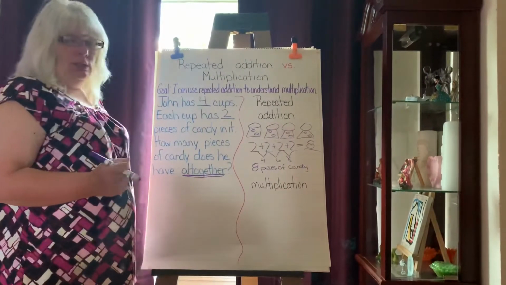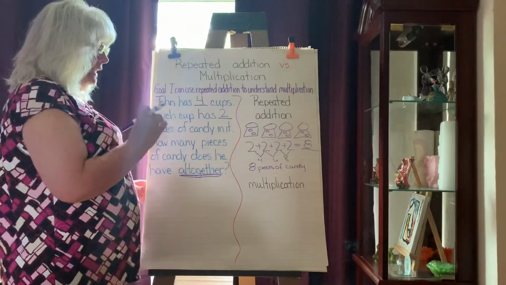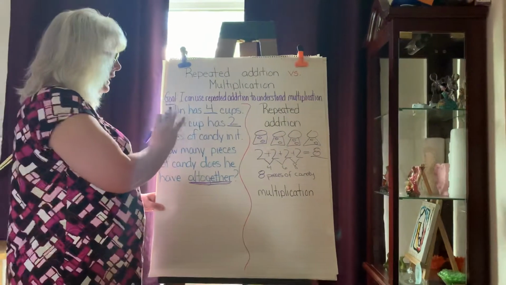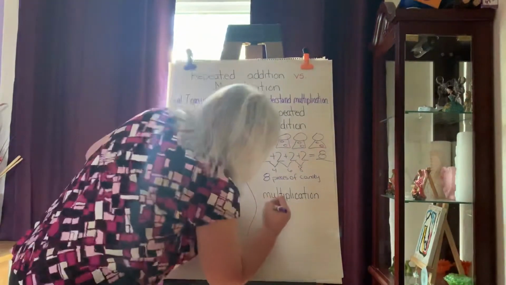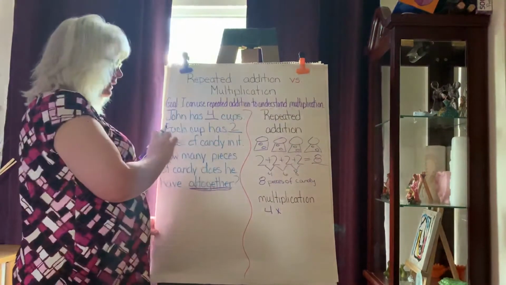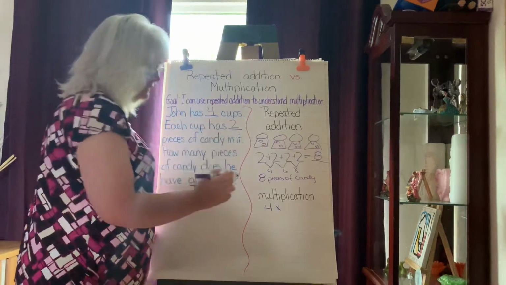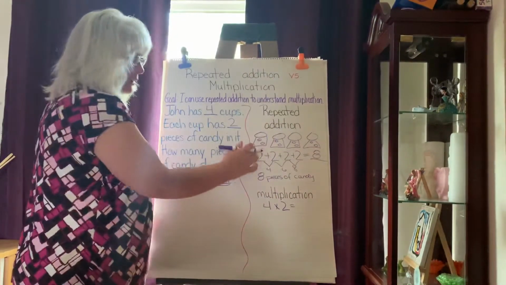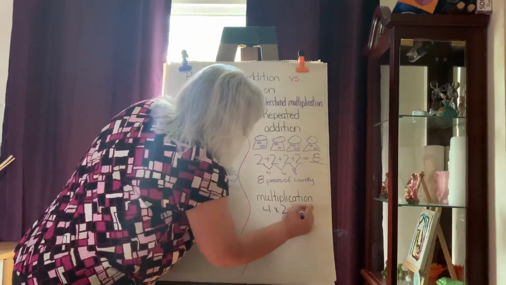Our multiplication sentence is going to look like this because they're telling, not asking. John has 4 cups, so you know he has 4, and you know you're multiplying, and each cup has 2 pieces of candy in it, and you know from up here that it equals 8.